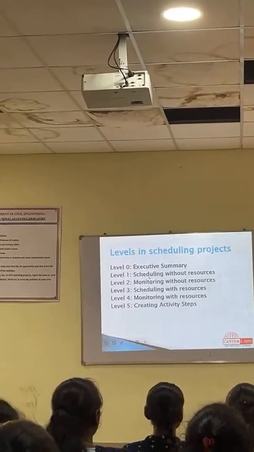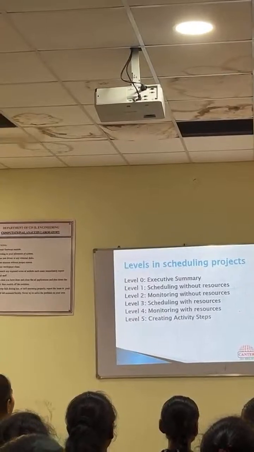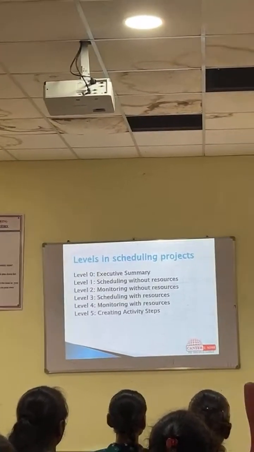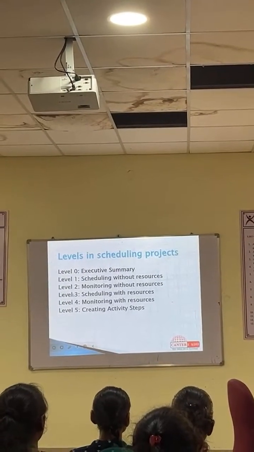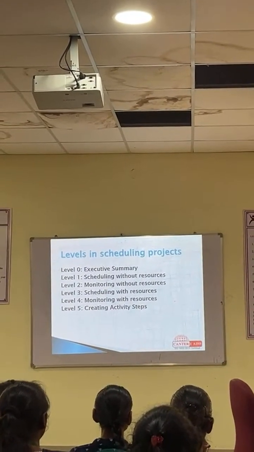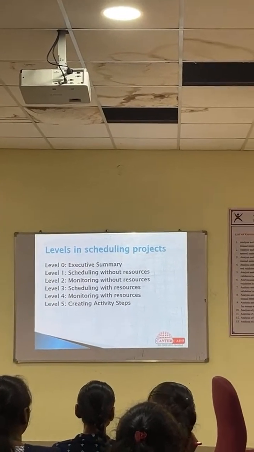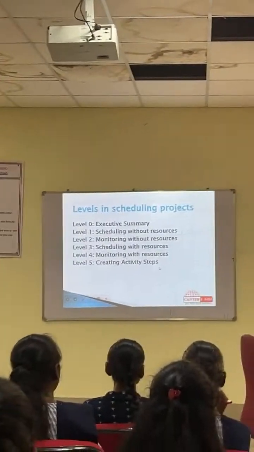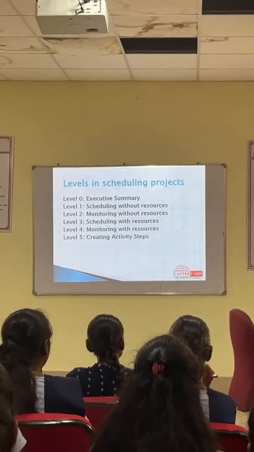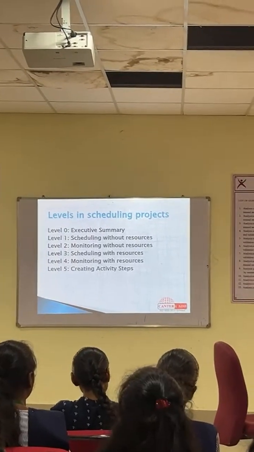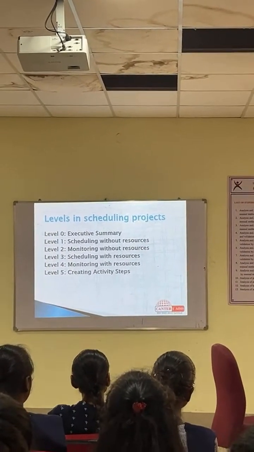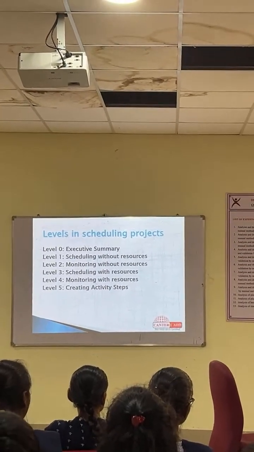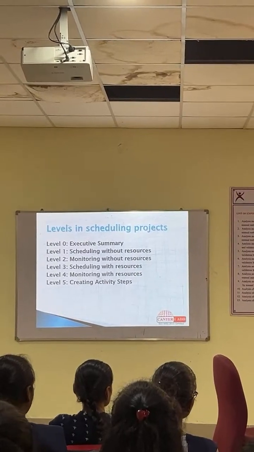Level 1 project, which is scheduled without a resource. If we schedule with resource, now to activity we add manpower, machinery, material, then it becomes level 3 project. If the same project we also execute, it becomes a level 4 project. And while creating activity, we will give the duration of the activity, we will give the relationship of the activity, we will add resources to the activity. Apart from all this, if you also create the steps to do, so when we add so much data, so much information, then it becomes a level 5 project.